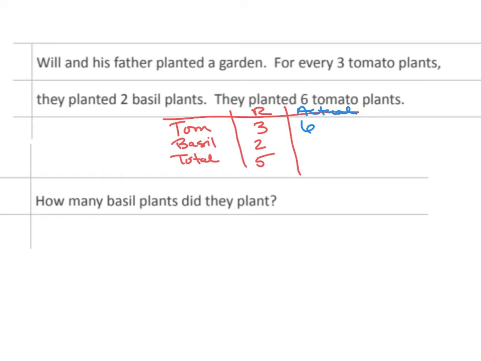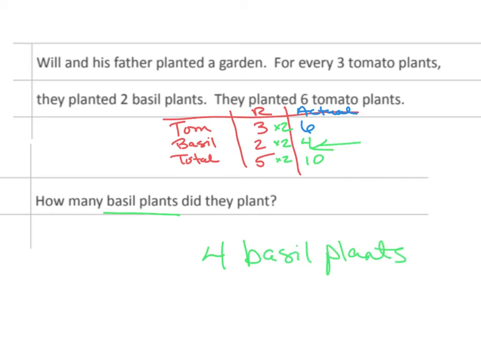So if we do the math, 3 times 2 is 6. We're going to do that all the way down. 2 times 2 is 4. They planted 4 basil, and they have a total of 10. So the question is, how many basil plants did they plant? Right there, they planted 4 basil plants. And don't forget to label. We are dealing with word problems.